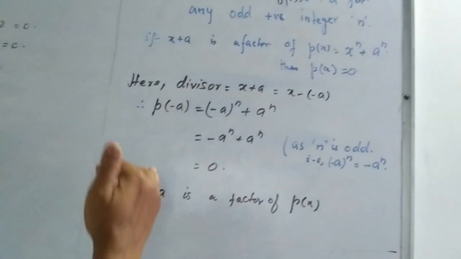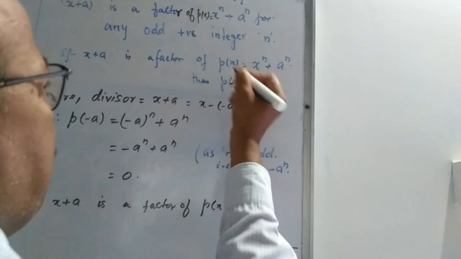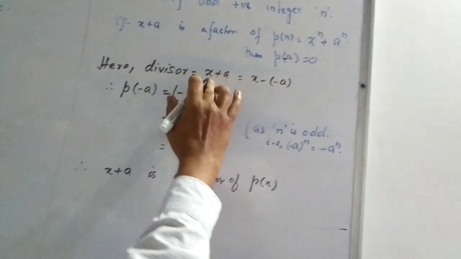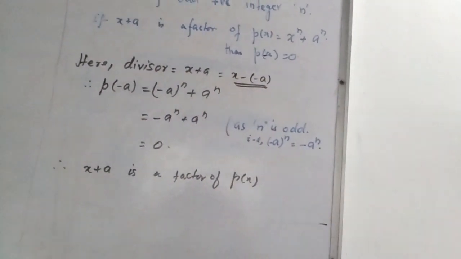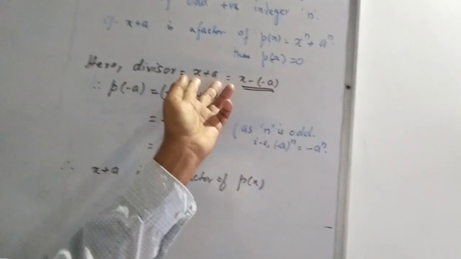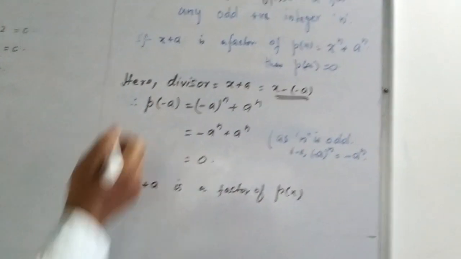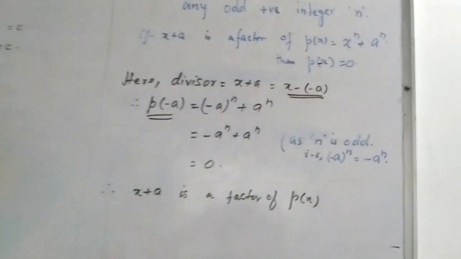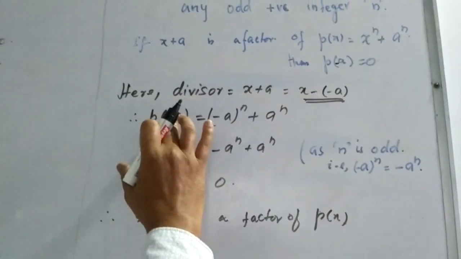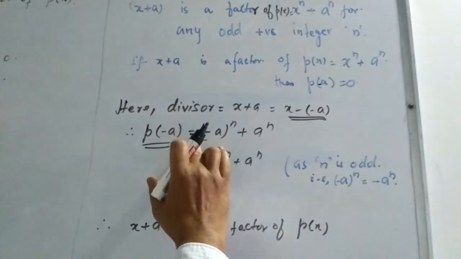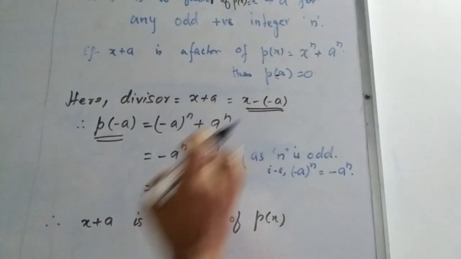So let us find out p(minus a), and here the divisor is x plus a. That means take it into factor form or equate it with 0. You will get the value of x equals minus a. That is, our remainder must be p(minus a). On putting minus a in place of x, we will get (minus a) to the power n plus a to the power n.